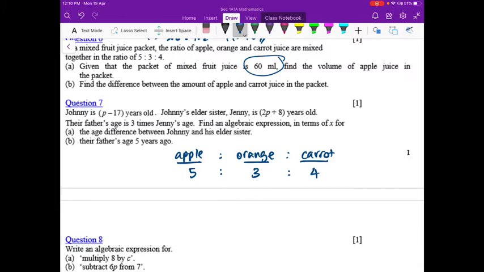So anyway, my point is, this question, 60 ml. I don't think there will be such a packet drink. 60 ml is so little. There won't be a packet drink anymore if you make it.